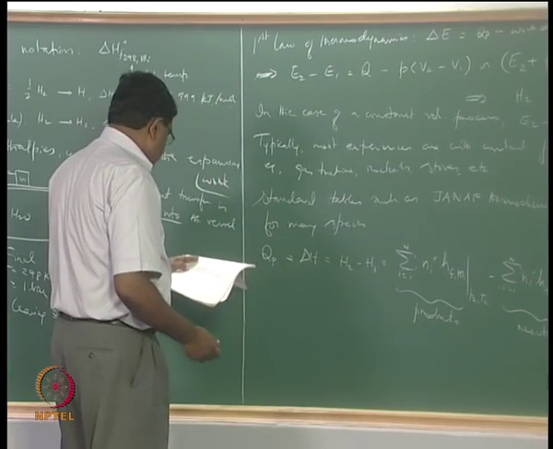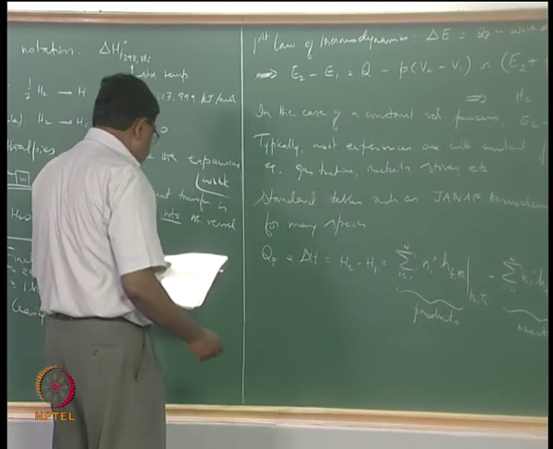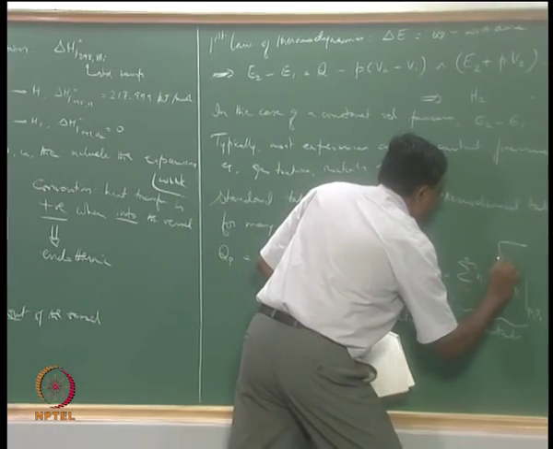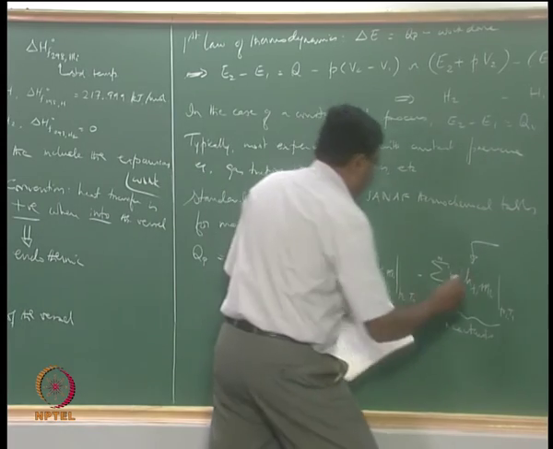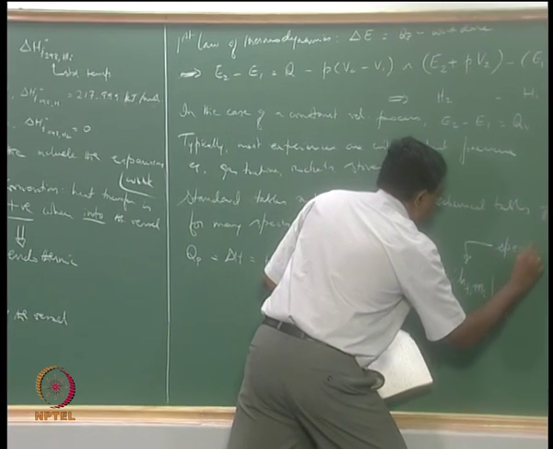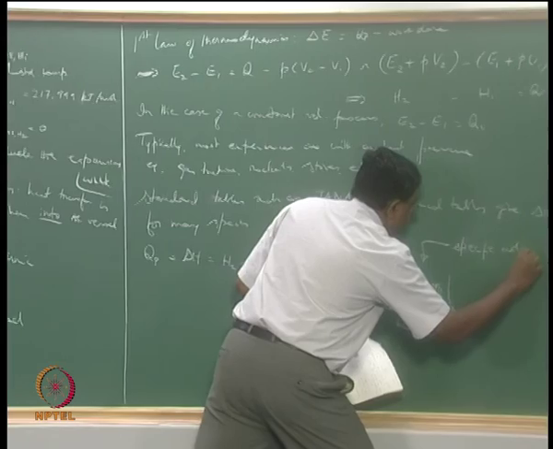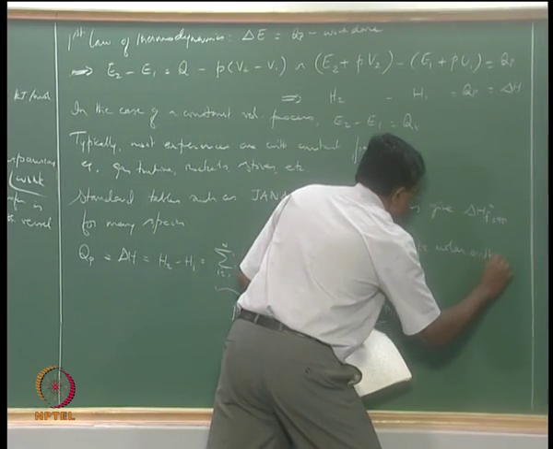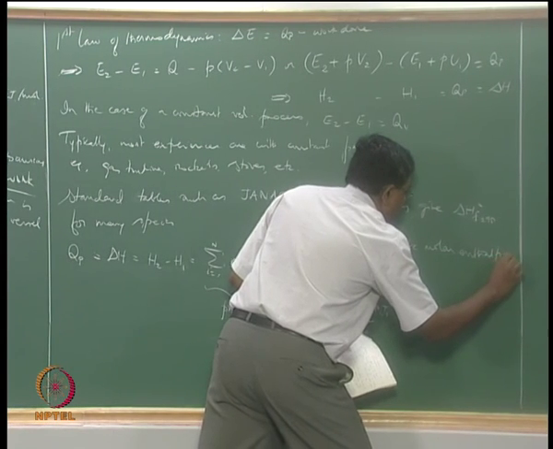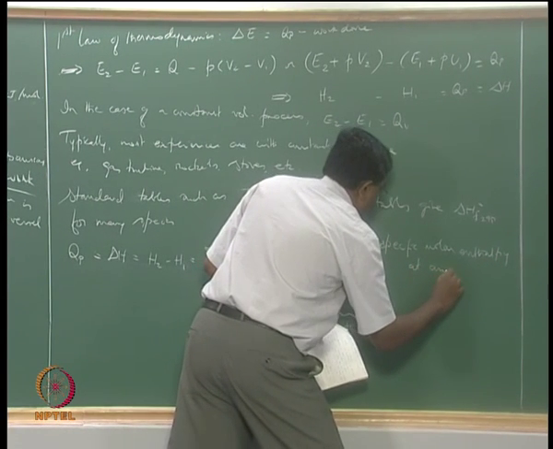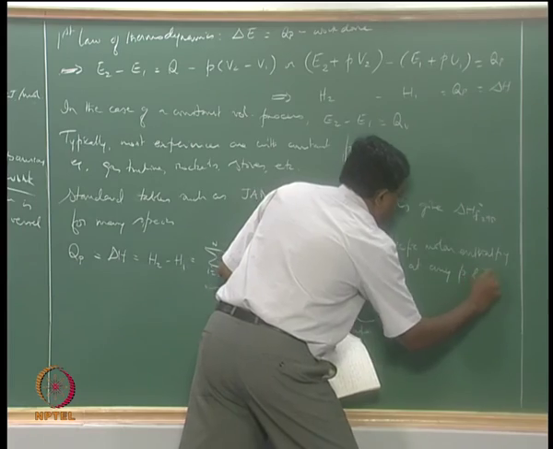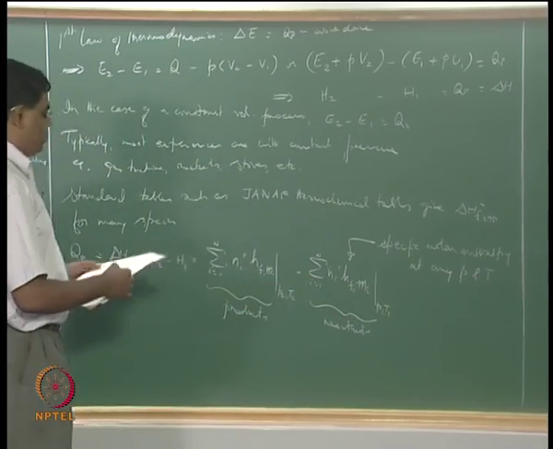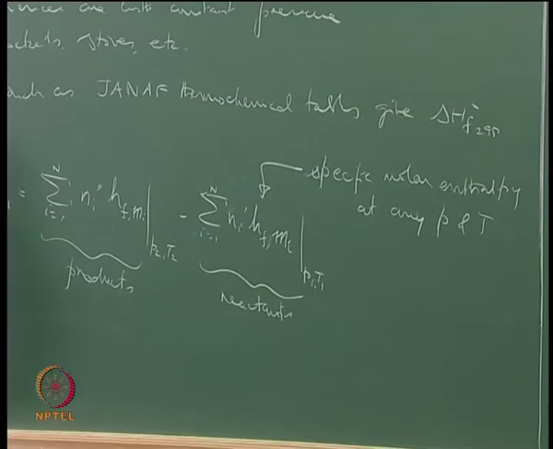Okay, the next step for us is, here our small h_f,i, as I said, was the specific molar enthalpy. Enthalpy at any P and T. In this case, it's P1 and T1. In this case, it's P2 and T2.